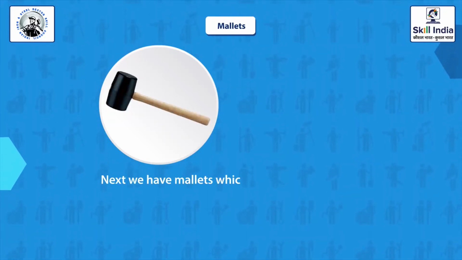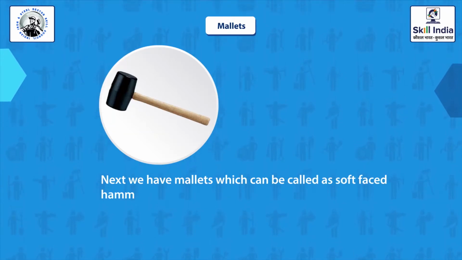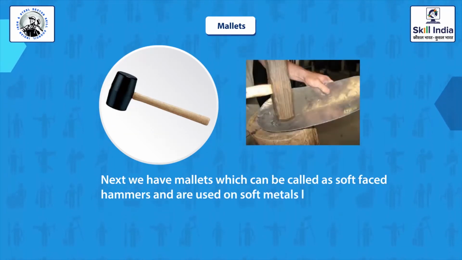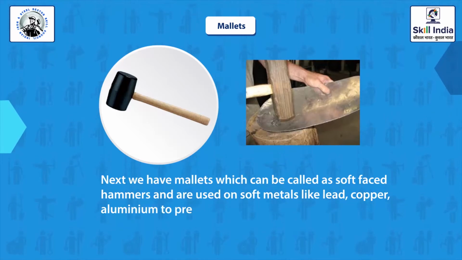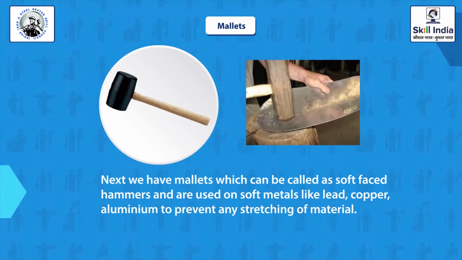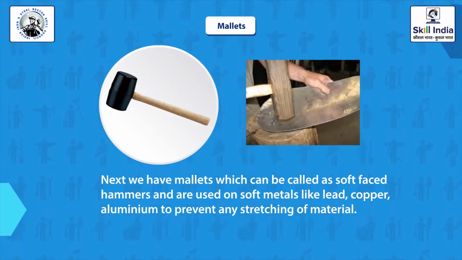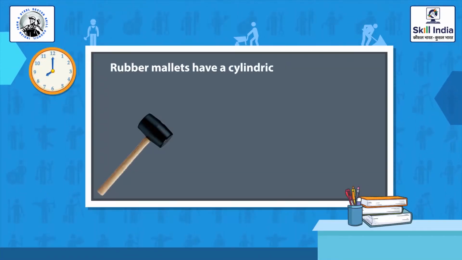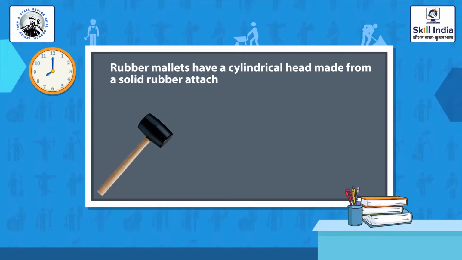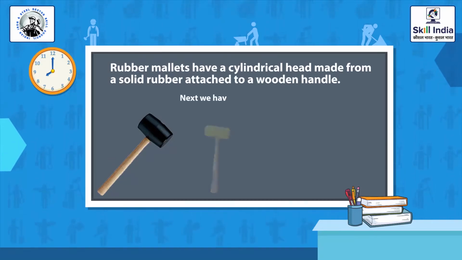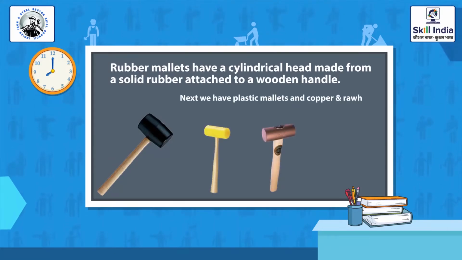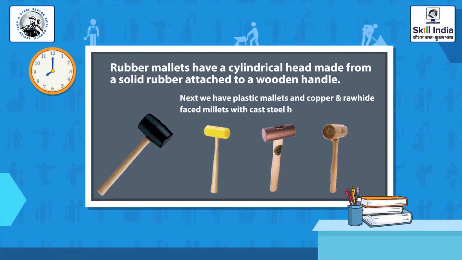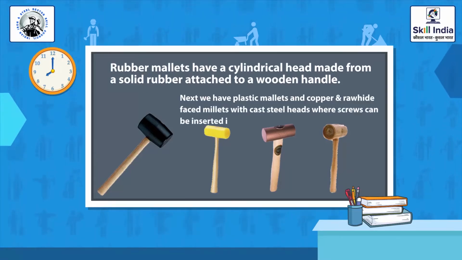Next we have mallets, which can be called soft face hammers and are used on soft metals like lead, copper, aluminium to prevent stretching of the material. They are of following types. Rubber mallets have a cylindrical head made from a solid rubber attached to a wooden handle. Next we have plastic mallets and copper and rawhide face mallets with cast steel heads where screws can be inserted in.